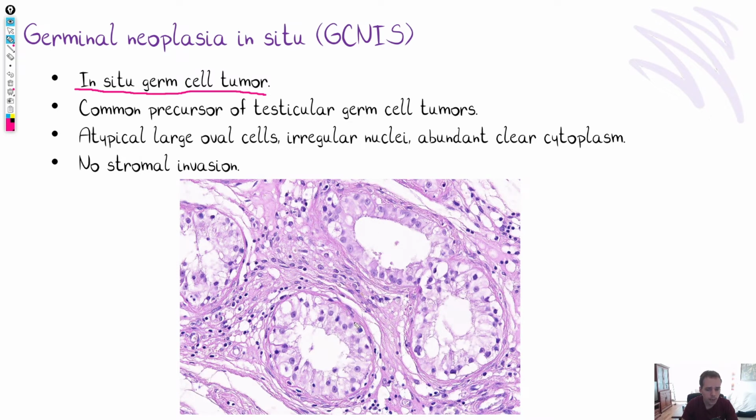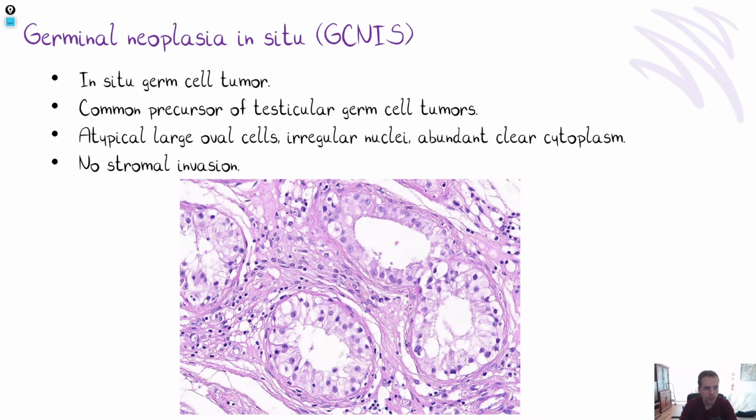You can find them as dispersed, scattered cells in seminiferous tubules. And the cells look like big cells with pale cytoplasm and atypical nuclei. They basically look like seminoma cells, but they are just in situ. There is no invasion in the surrounding stroma, in the surrounding interstitium of the testicle. So this is the well-known precursor lesion.